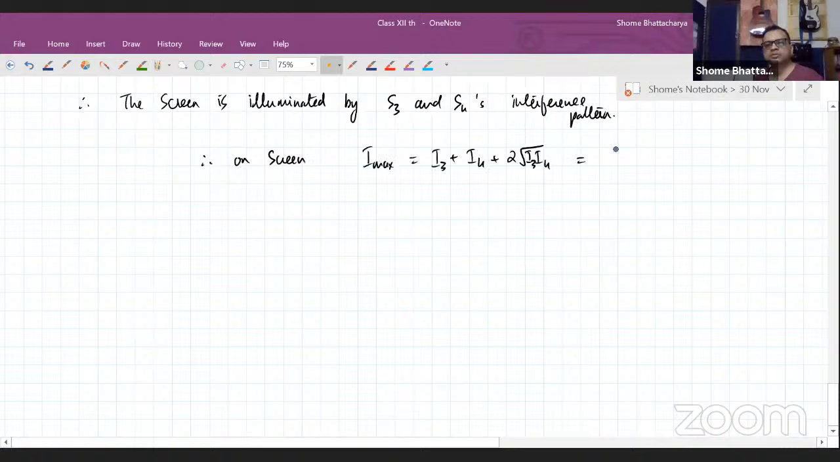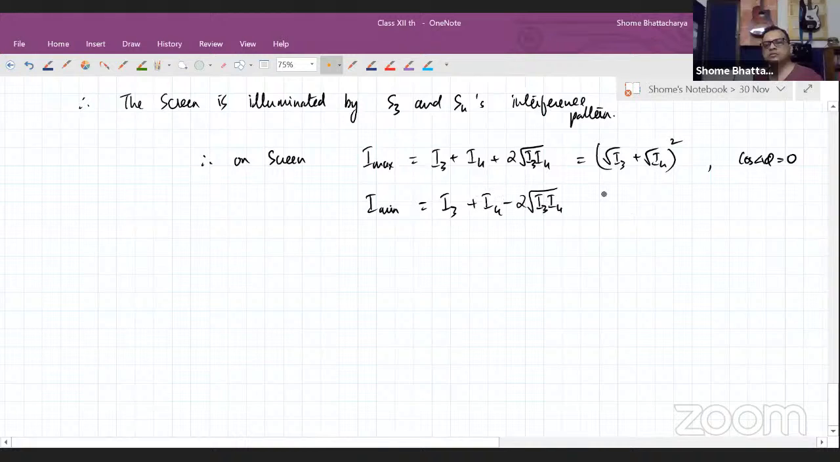Okay. And the minimum intensity is I3 plus I4 minus 2 times root I3 I4, or you can write that as this also. Okay. That is where cos delta phi is minus 1. So this one here should be plus 1.